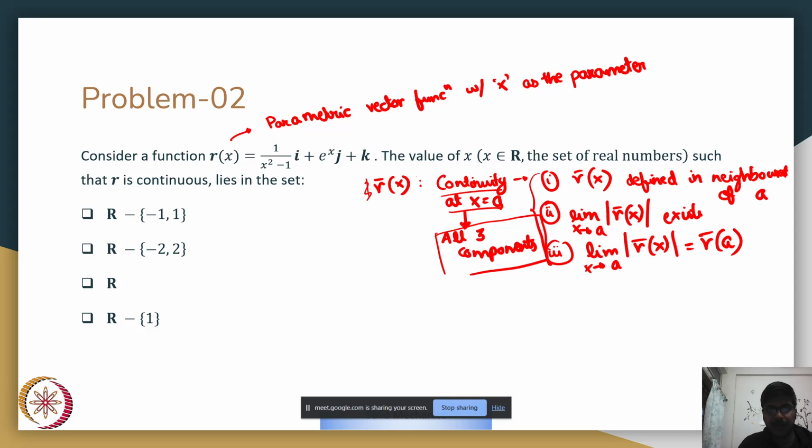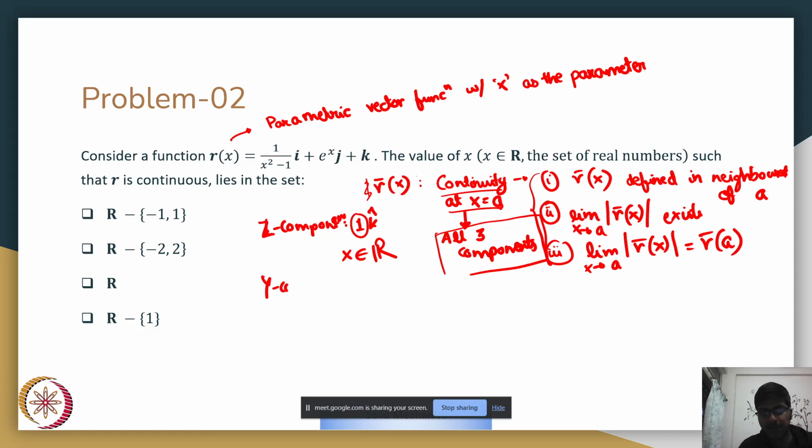Straight away we can see that r of x has three components. We'll start from the z component, which is 1 into k hat. One is independent of x. So for this particular case, we could have x belonging to all the real numbers, and still the z component is defined.